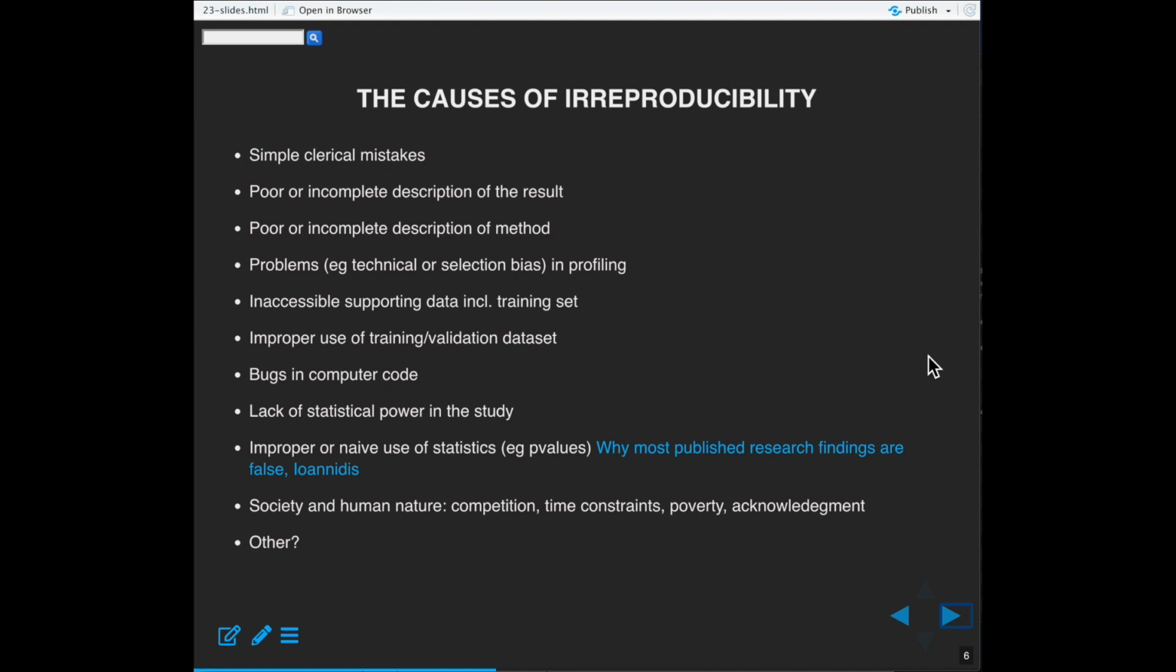Poor or incomplete description of the results, certainly, right? There can be just a misunderstanding of what that result means. It can also be that the method is not described well, and that's really a big problem. And I think the journals have moved towards some solutions in that way. I think things have changed.